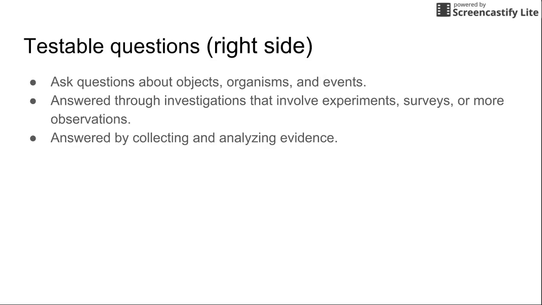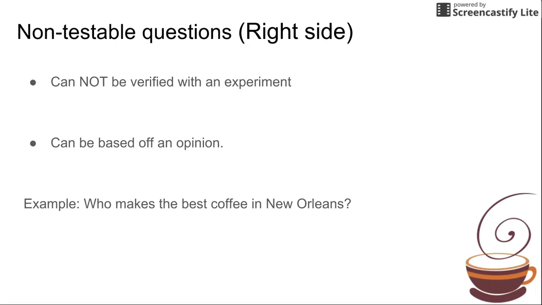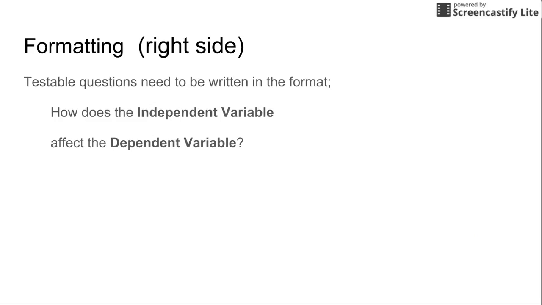When we talk about testable questions, we're talking about asking questions about objects, organisms, and events, and they're answered through investigations that involve experiments, surveys, or more observations. They're also answered by collecting and analyzing evidence. Non-testable questions cannot be verified with an experiment and can be based off an opinion. An example would be, who makes the best coffee in New Orleans? Testable questions should be written in the format, how does the independent variable affect the dependent variable?